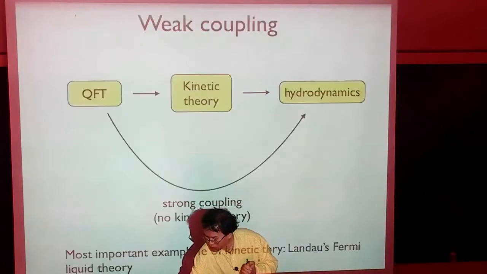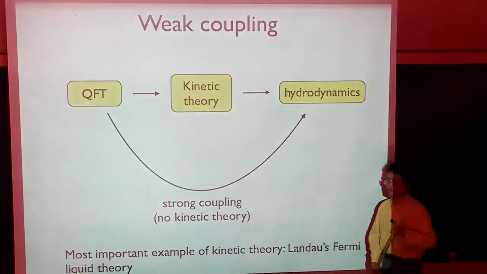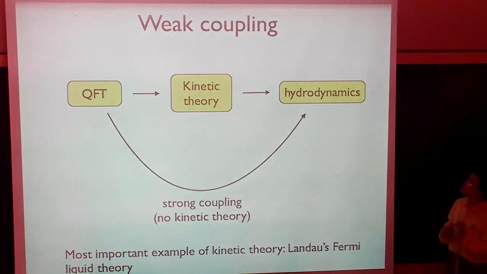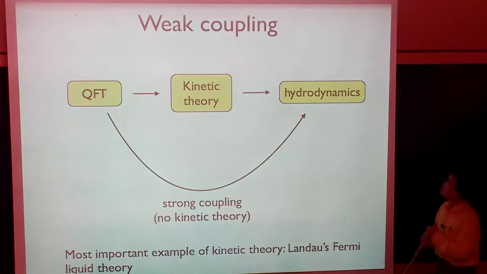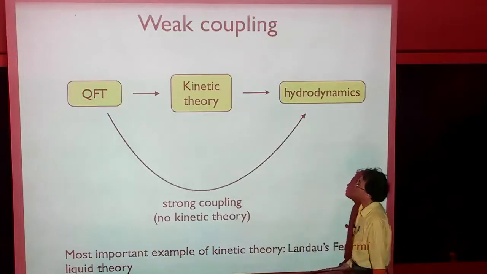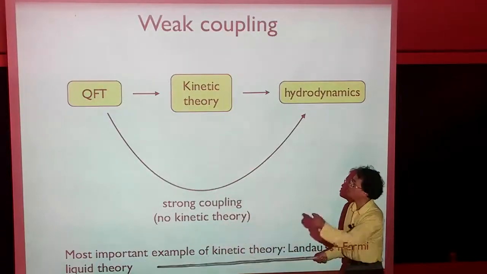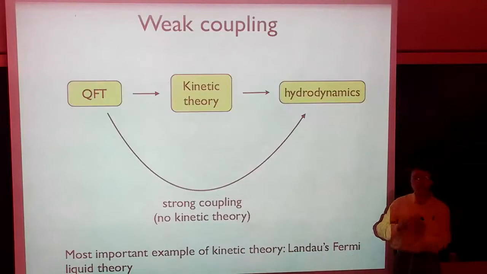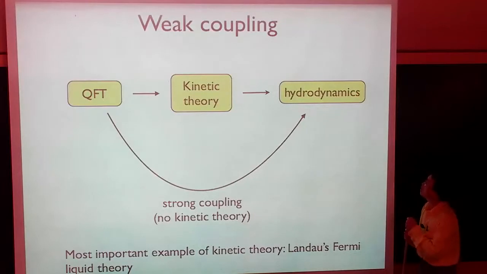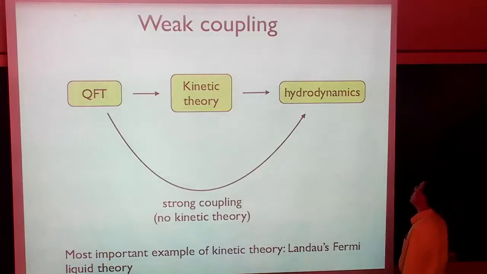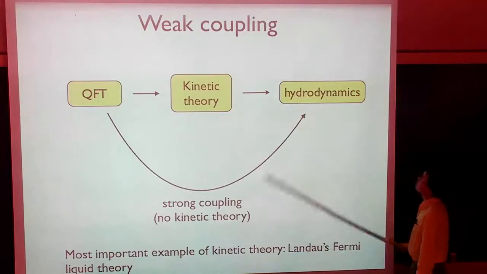But at weak coupling, hydrodynamics, the theory that describes a fluid at distances larger than the mean free path, can be obtained sequentially from quantum field theory. So starting from quantum field theory, that is the microscopic theory describing the particles, we can first derive the kinetic theory, similar to the Boltzmann equation that Boltzmann wrote down to describe the dynamics of an almost ideal gas. And by solving the kinetic equations in the long wavelength regime, one can then derive hydrodynamics.